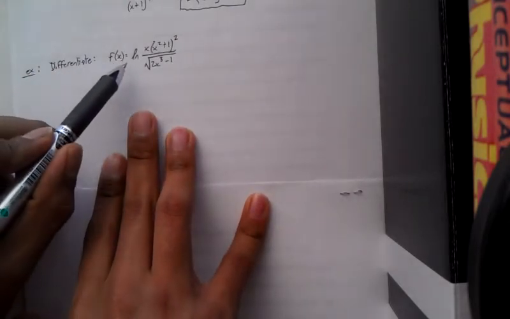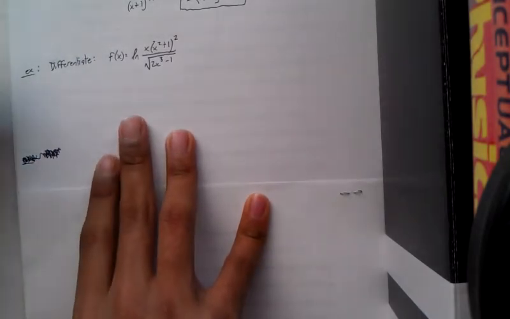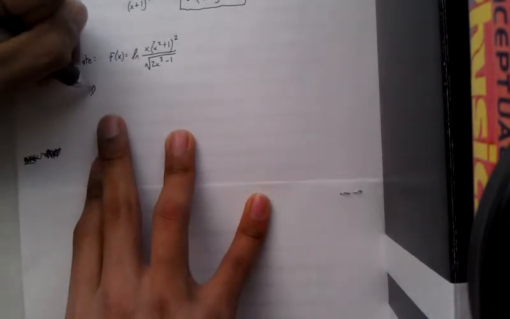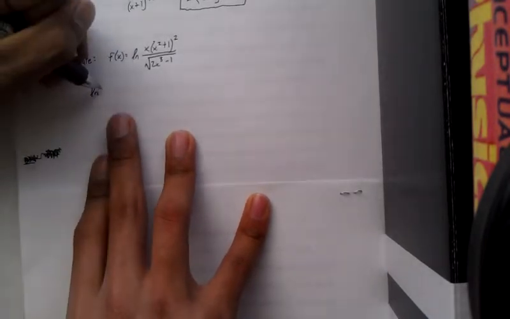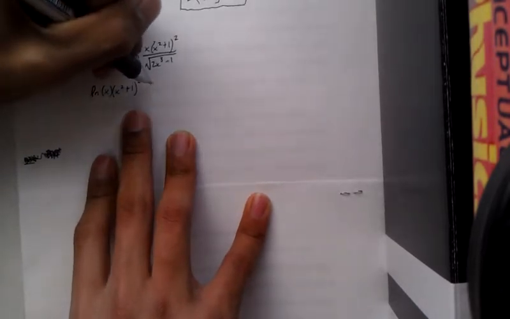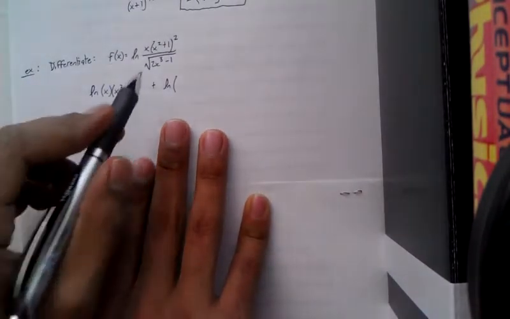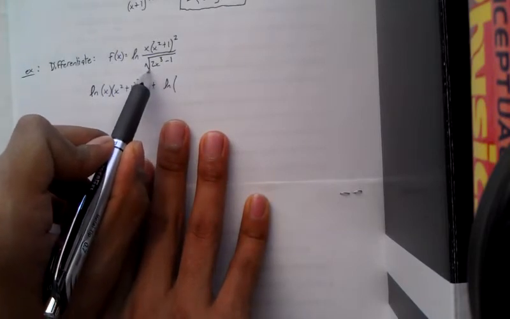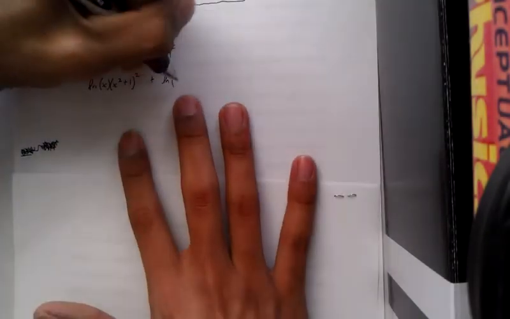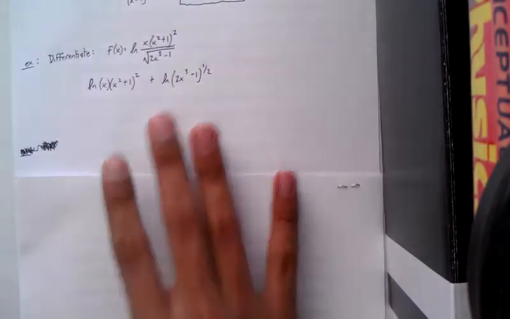We want to take the derivative of the natural log of this function. It looks like there's a lot going on, so what we're going to do is just use our properties of logs to first split it up. So the natural log of x times x squared plus 1 squared plus the natural log of, and instead of square root, I'm going to change it to raised to the 1/2 power. So 2x to the third minus 1 to the 1/2 power.